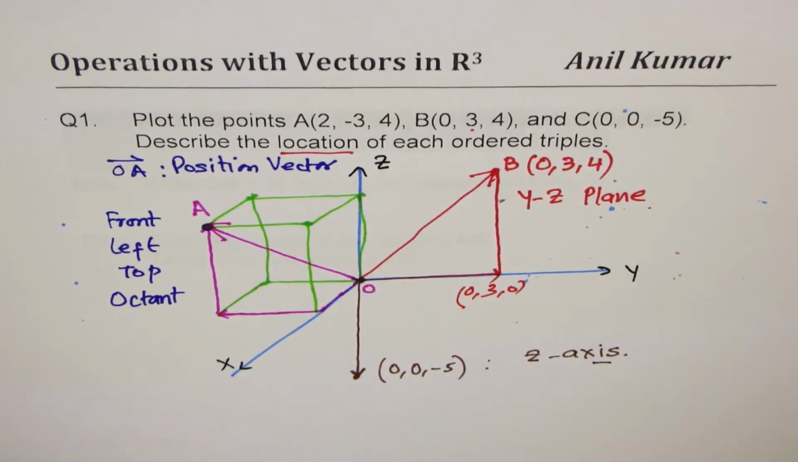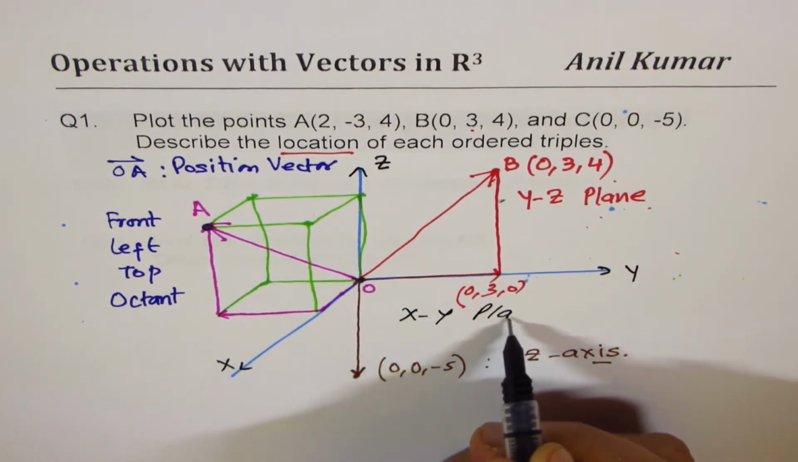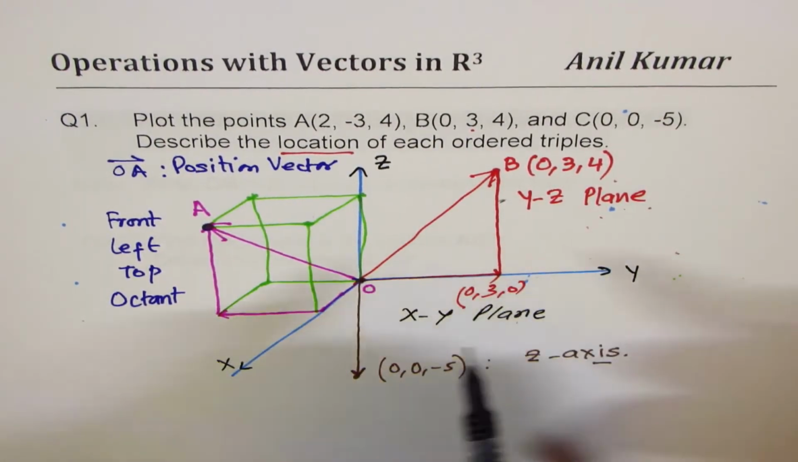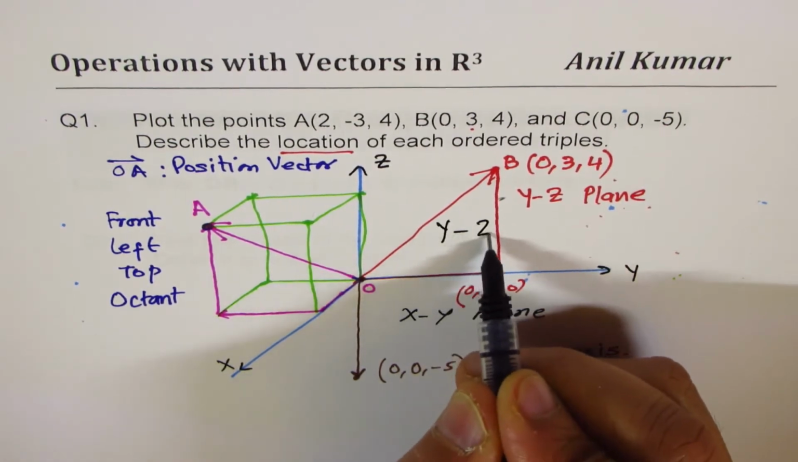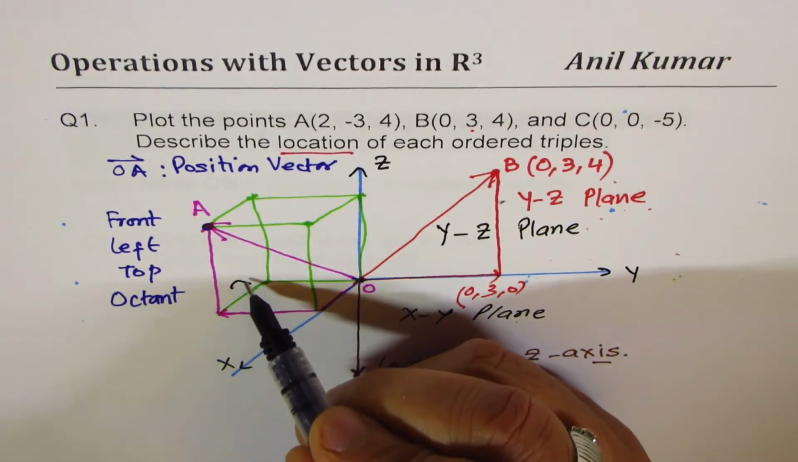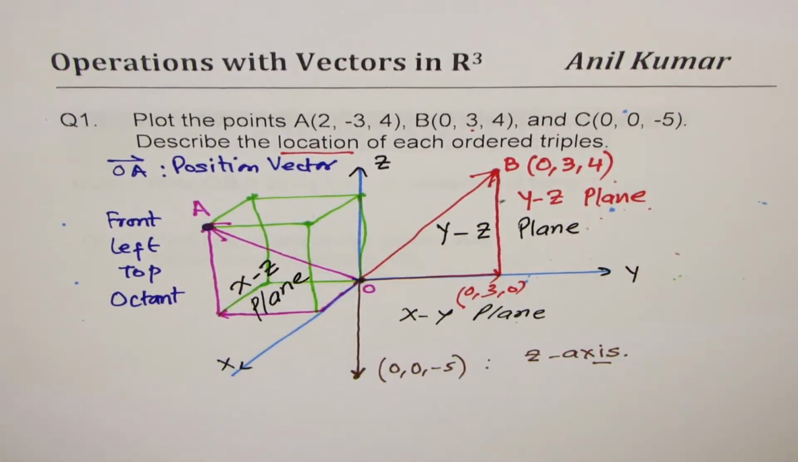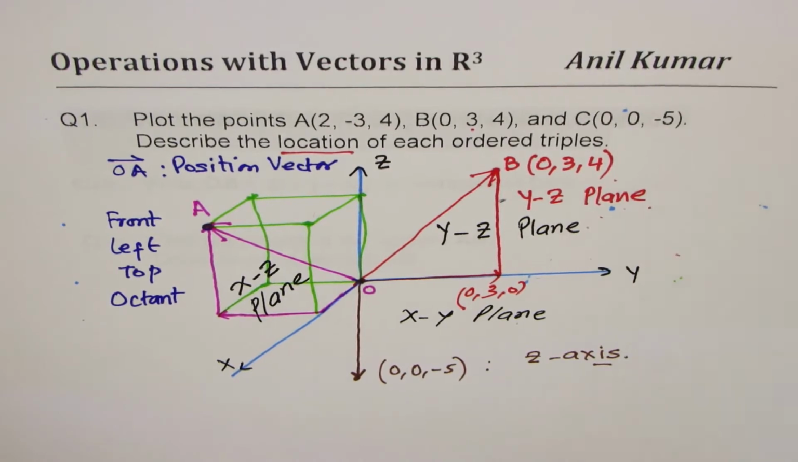So that is how you could actually describe any point in R3. A point in R3 could be described as a point on one of these axes or one of the planes. The plane right there is your XY plane. The plane right in front of us is YZ plane. And the plane on this side is XZ plane. So that is how you could actually describe any point. I hope that's very clear.